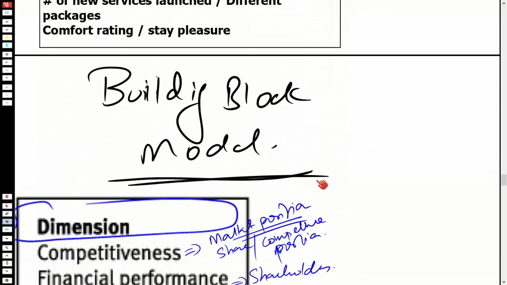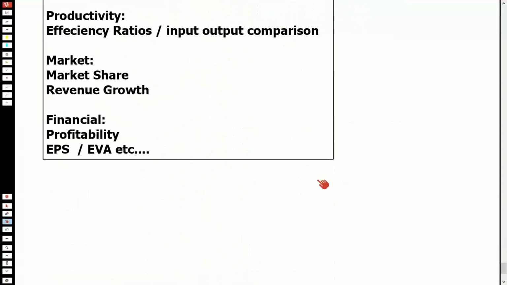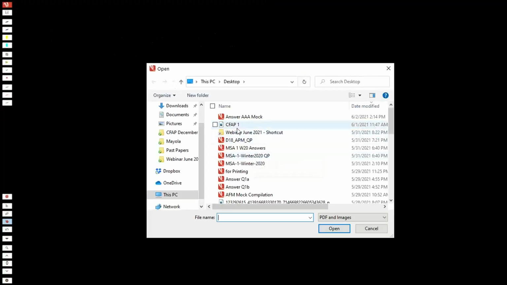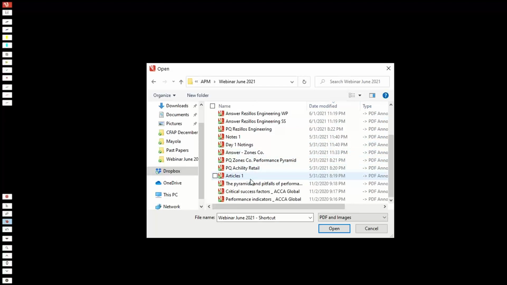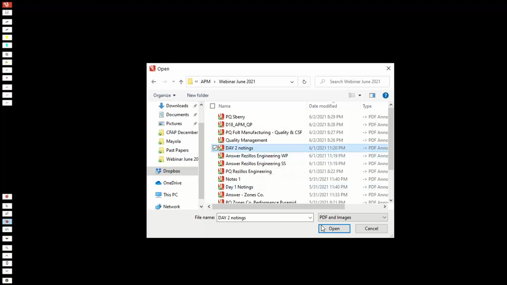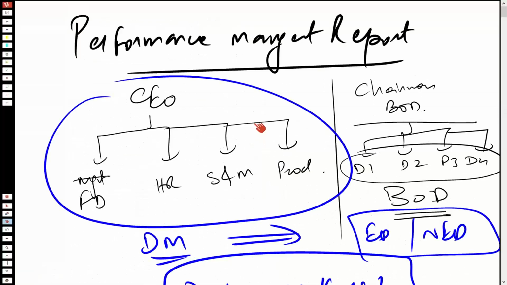And in addition to this, we went through an examination question, and that examination question was on the performance pyramid. Then we moved a bit forward, and for the second day we discussed an additional area, which was the different types of examination questions that we usually come across with respect to performance.